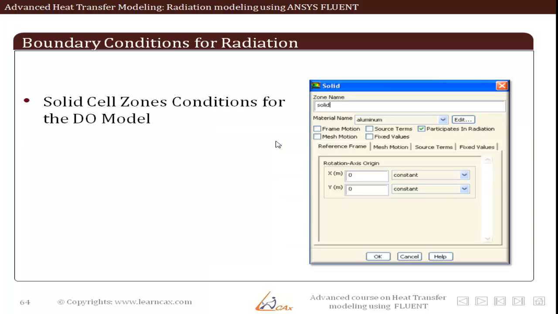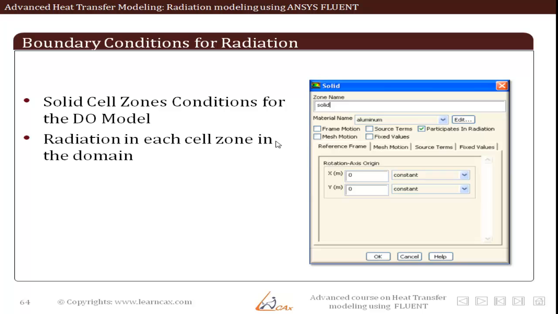Now we will discuss the solid cell zone conditions for the DO model. With the DO model, you can specify whether or not you want to solve radiation in each cell zone in the domain. So when you open the dialog box for that particular cell volume, you have an option which says participates in radiation. You can select or you can avoid to select it. By default, the DO equations are solved in all fluid zones, but not in any solid zone. If you want to model semi-transparent media, for example, you can enable the radiation in solid zone. To do so, enable the participate in radiation option in the solid dialog box.